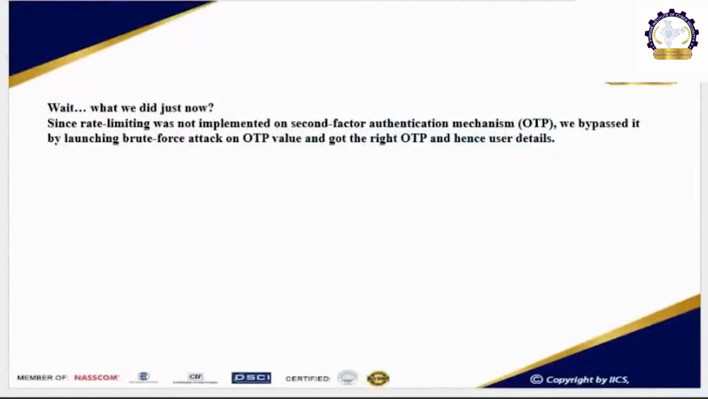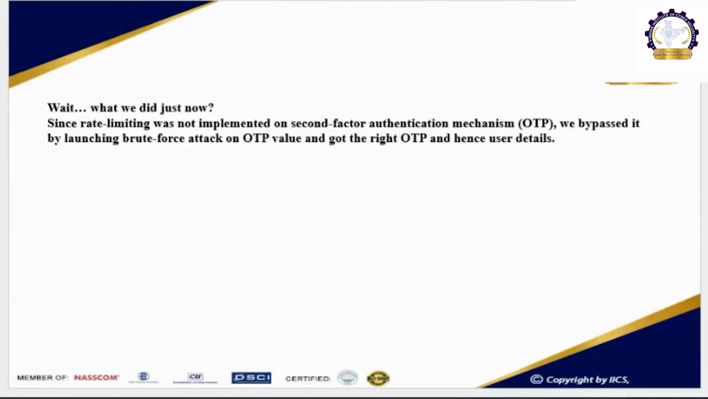So yeah, what we just did. Since rate limiting was not implemented, meaning how many times an API can be called is not restricted here, and there was a second factor authentication mechanism, that's why we bypassed it. By launching a brute force attack on the OTP value, we got the right OTP and hence the user details also. Once the OTP is bypassed, we get the user details.